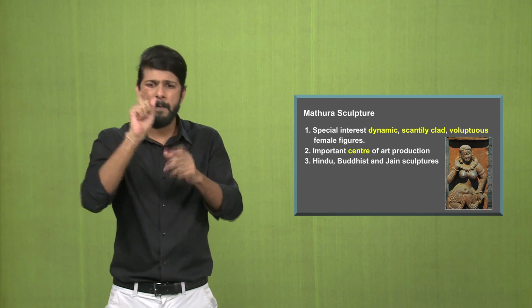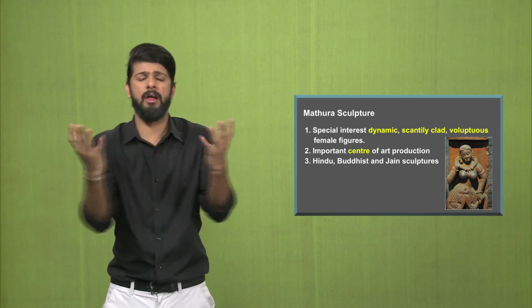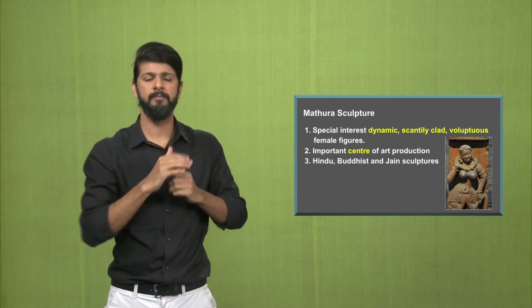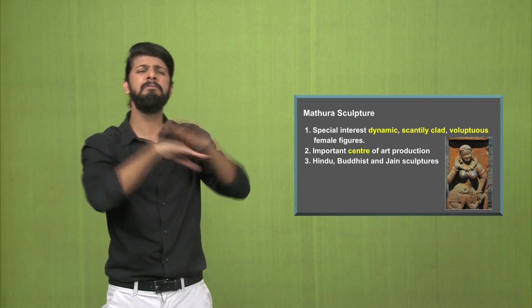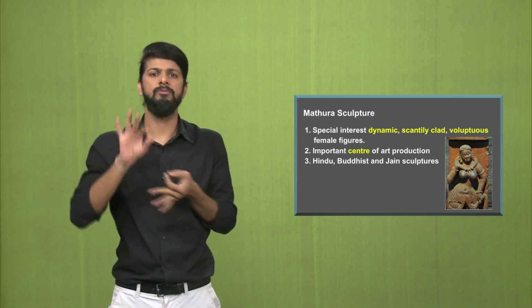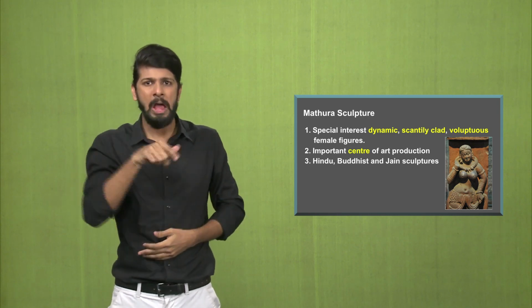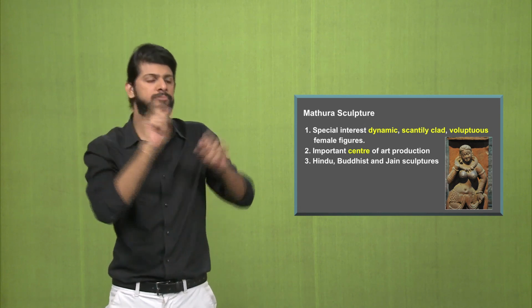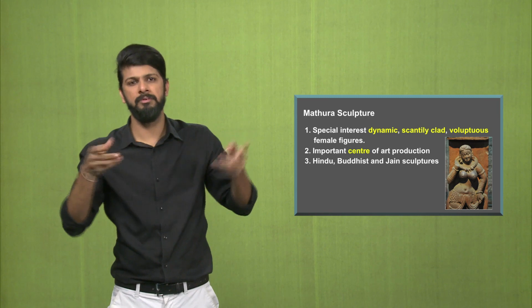Mathura became a very important center of art production, that means statues, figurines, sculptures, paintings were thriving in Mathura, and the themes importantly were Hindu, Buddhist and Jain sculptures due to the belief of the people during that empire.